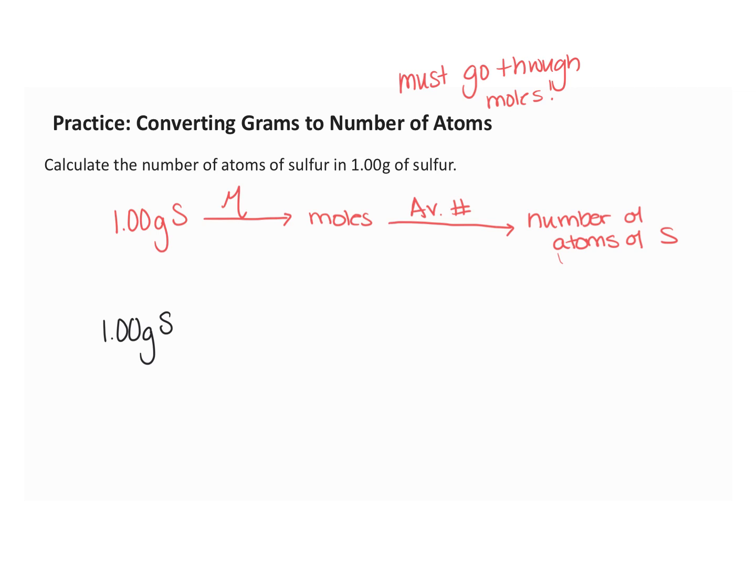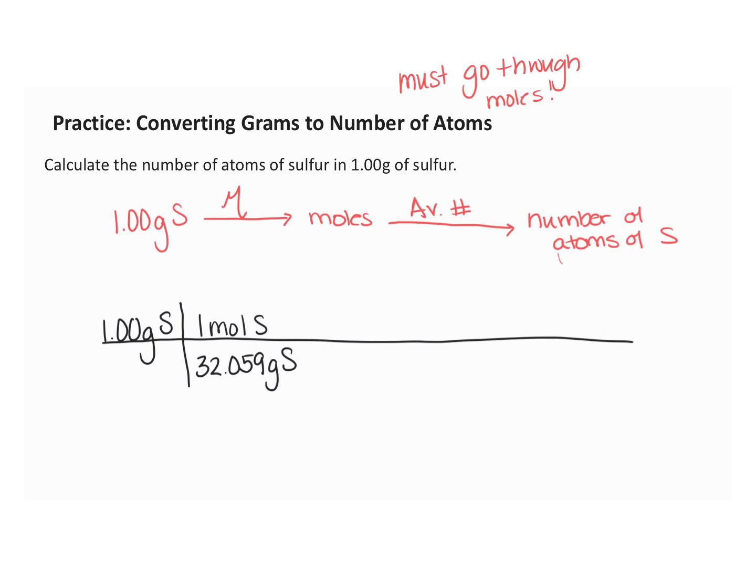So I'm going to start with 1 gram of sulfur. And with my 1 gram of sulfur, I'm going to look at the periodic table and I know there's 32.059 grams of sulfur in 1 mole of sulfur. And so I can see here that my grams of sulfur cancel. I'm left with moles of sulfur. I have done this step successfully. We are now at moles. So I can use this map to get me from what I have to what I'm asked for.